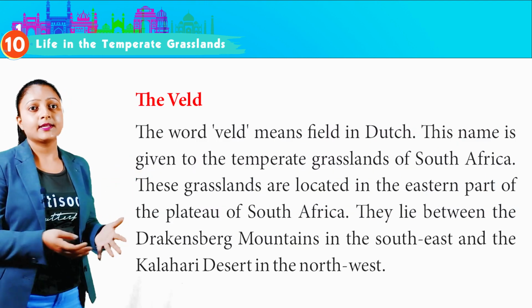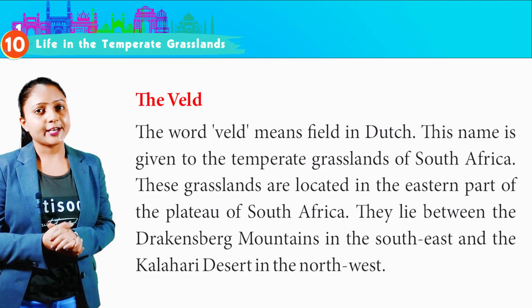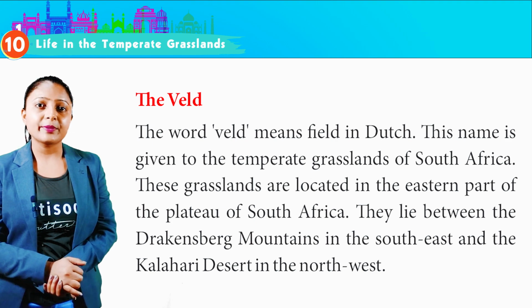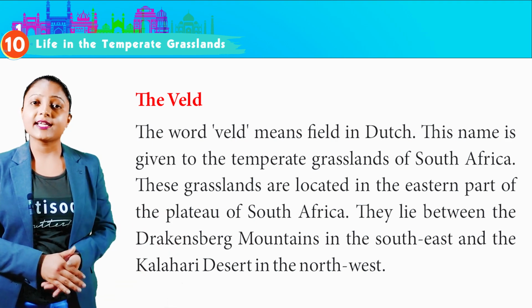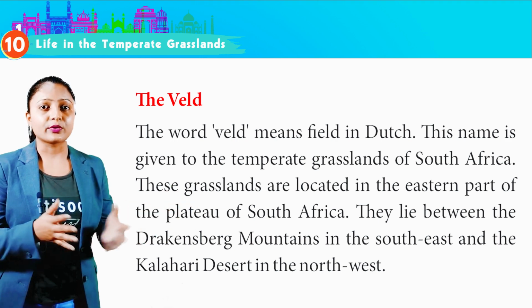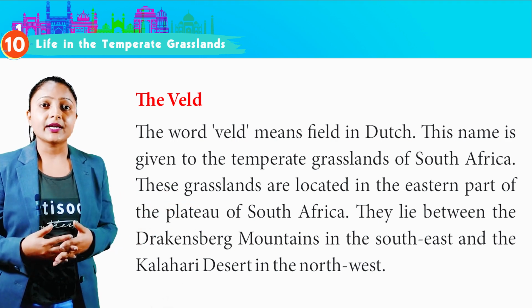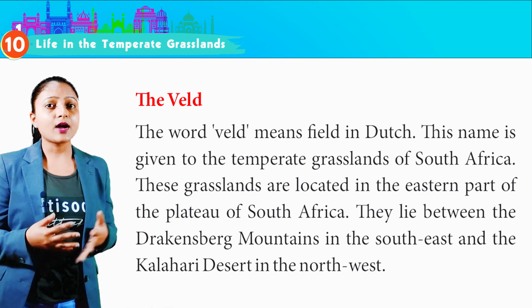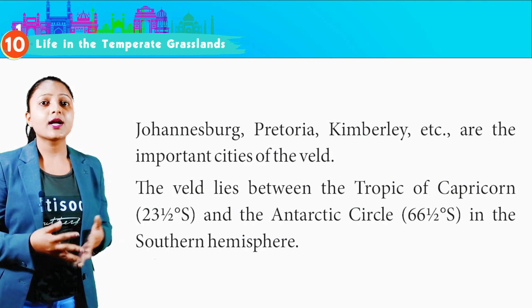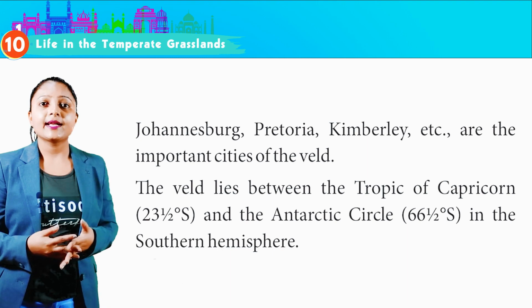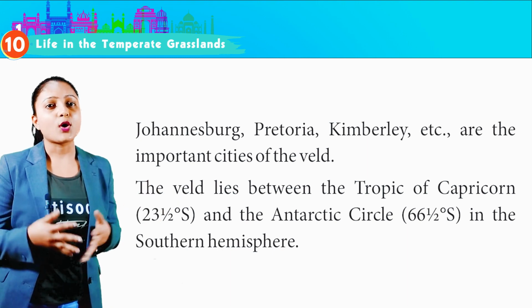The Veld. The word veld means field in Dutch. This name is given to the temperate grassland of South Africa. These grasslands are located in the eastern part of the plateau of South Africa. They lie between the Drakensberg mountain in the southeast and the Kalahari Desert in the northwest. Johannesburg, Pretoria, Kimberley, etc. are the important cities of the Veld.